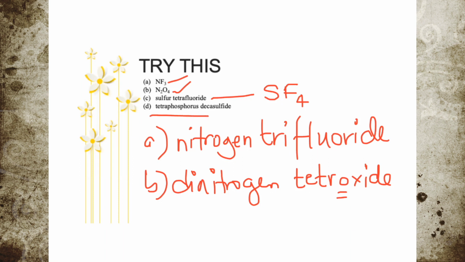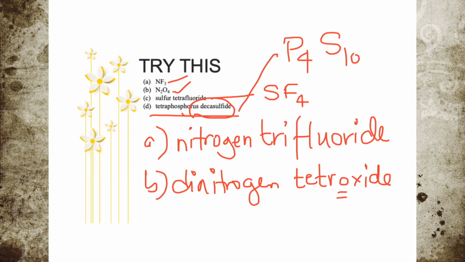The last one, we have tetraphosphorus, so tetra means 4, so P4. And it says decasulfide, deca means 10, so S10, so P4S10. Make sure that you double check that the subscripts in the formulas match the prefixes in the compound names such as tetra or deca.